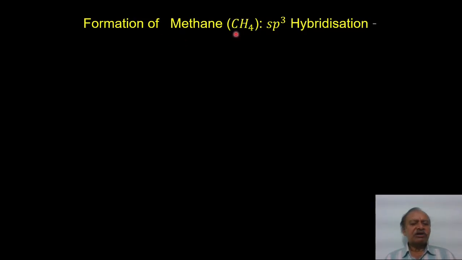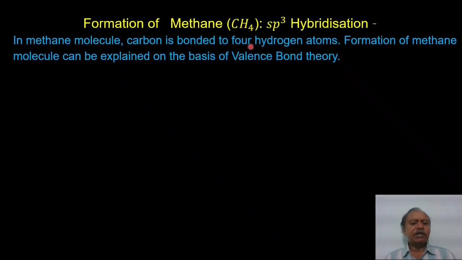So the molecular formula of methane is CH4. That means it contains one carbon atom and four hydrogen atoms. Methane contains one carbon atom bonded to four hydrogen atoms. The formation of the methane molecule is explained on the basis of valence bond theory. According to valence bond theory, bonds are formed by overlapping of the atomic orbitals or the hybrid orbitals of one atom with the atomic orbitals or hybrid orbitals of another atom. This is how we are going to explain the formation of bonds between carbon and hydrogen atoms in methane.